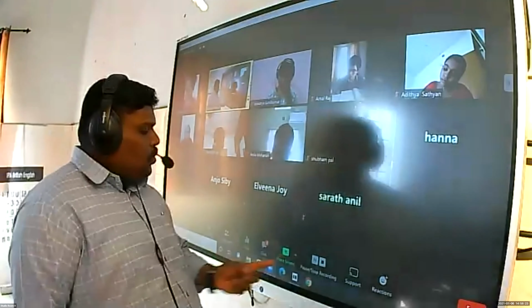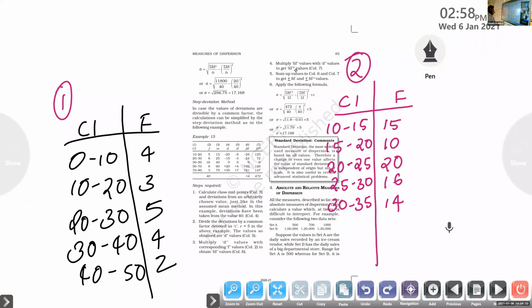So just to follow the instructions clearly, the instructions are simple to understand here, right? First of all, calculate the midpoint. Next, divide the deviation by a common factor to get the D dash. Clear? With the common factor, you should divide the mid values there. You want to find the deviation d dash. Multiply the d dash values with the corresponding f values, the frequencies.